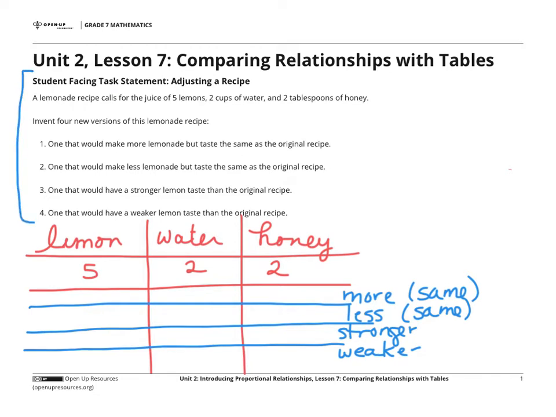So we're in lesson 7 in your books. Our lemonade recipe calls for 5 cups of juice of 5 lemons, 2 cups of water, and 2 tablespoons of honey. And it says invent 4 new versions of this recipe. One that would make more lemonade but the same taste, one that would make less lemonade but the same taste, one that would have a stronger lemon taste. Doesn't matter what size, it doesn't tell us, as long as it's a stronger lemon taste than the first one, and one that would have a weaker lemon taste than the original one. Okay, so I'm going to let you fill that, or I made a table. I'll let you answer that question. It's a good one.